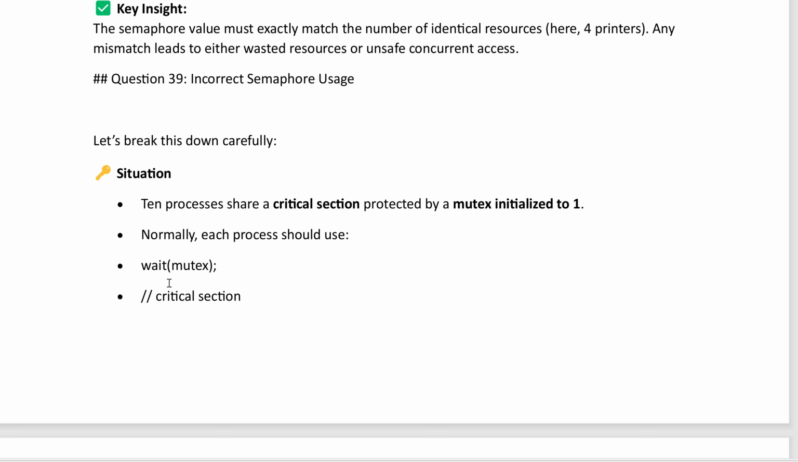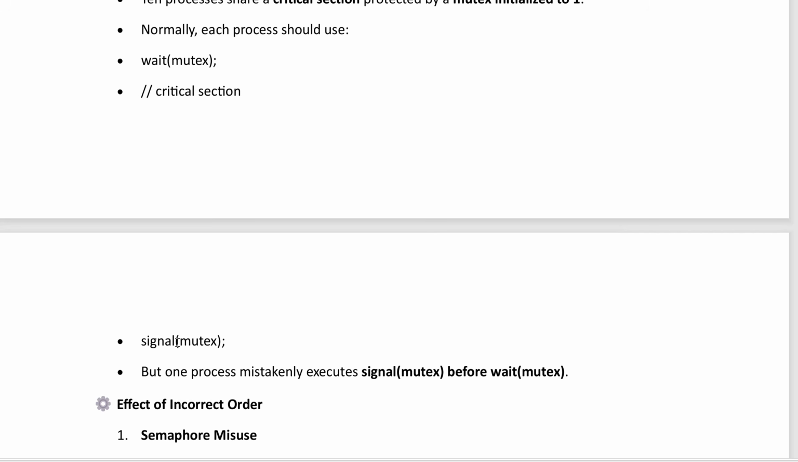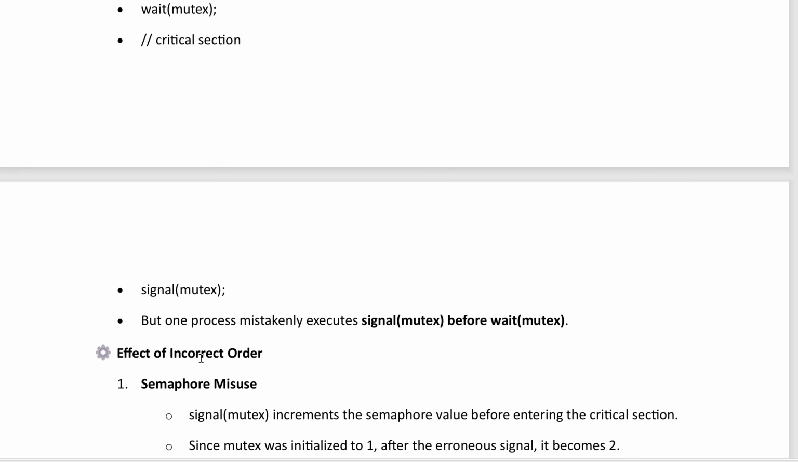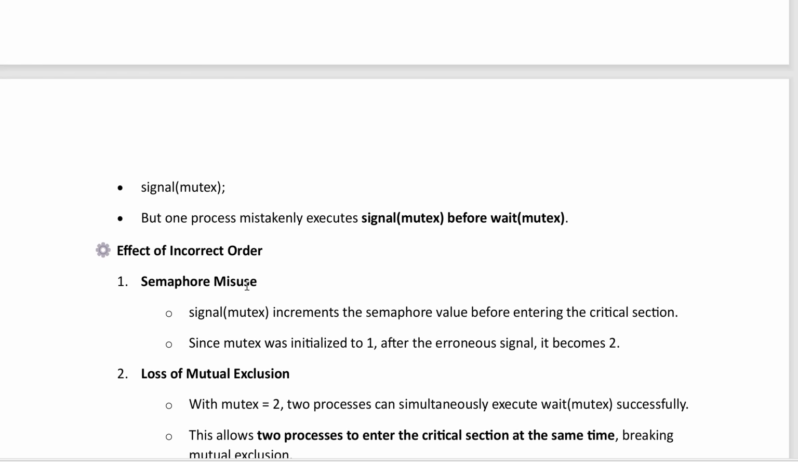Normally each process should use wait mutex and then enter its critical section, then signal mutex, but one process mistakenly executes signal before wait. So if the signal is executed before the wait, it results in incorrect order. So what will be the effect of incorrect order? Semaphore misuse. Signal mutex incremented the semaphore value before entering the critical section. Since the mutex was initialized to 1, after the error, it will become 2.